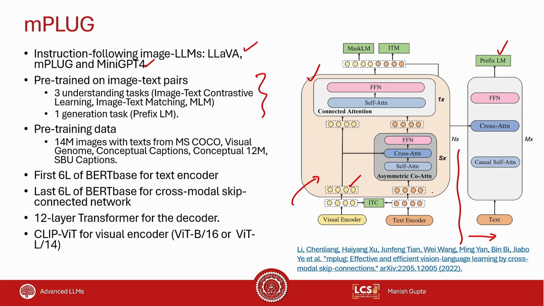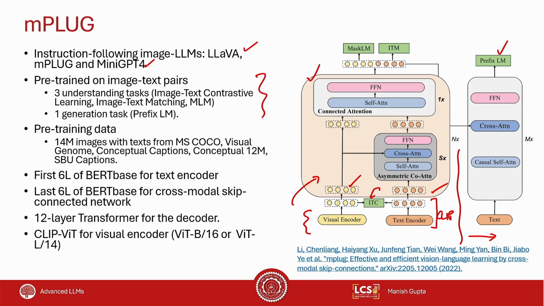There's a visual encoder and there's a text encoder. After a few layers of visual encoding and text encoding, you compute your ITC, your image text contrastive loss. That is going on as usual. You should think about this as a CLIP kind of pre-training.